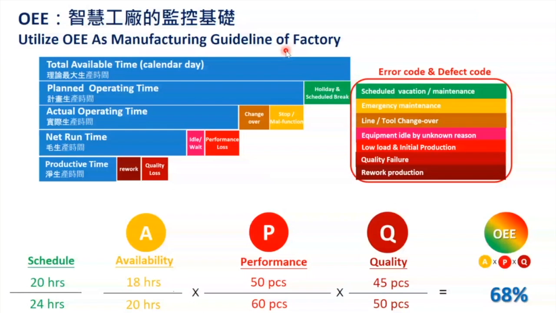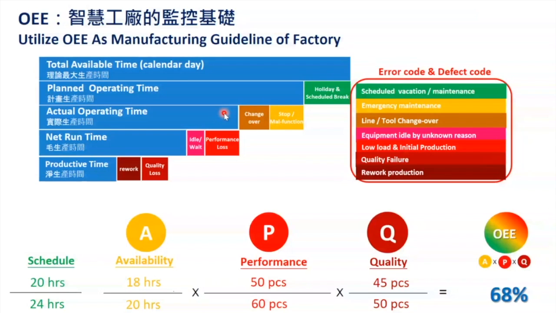As you can see here, every production line has its total available time. And you have your planned operation time as well. So you might have some holiday and scheduled break. And then you have your actual operation time. You have some machine changeover and stoppage during malfunction, etc.